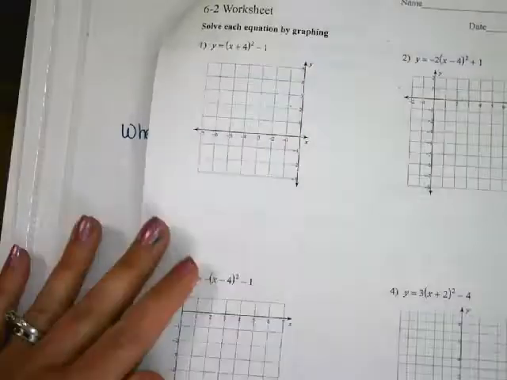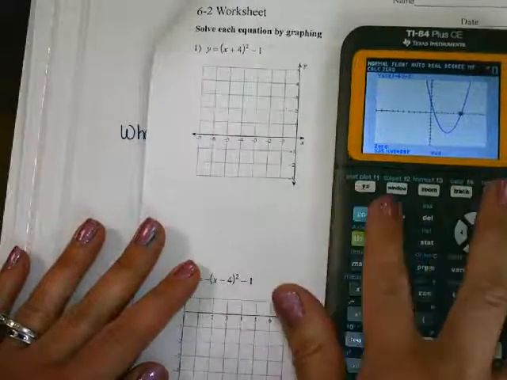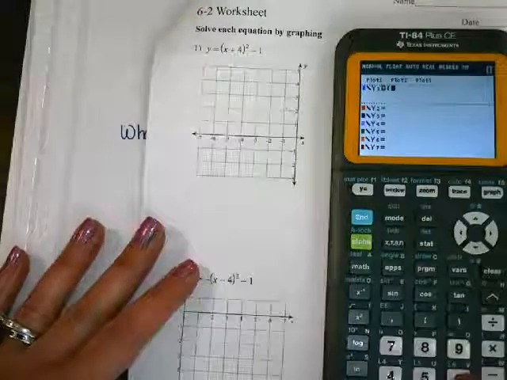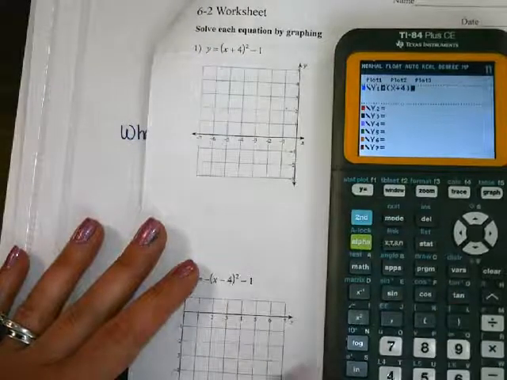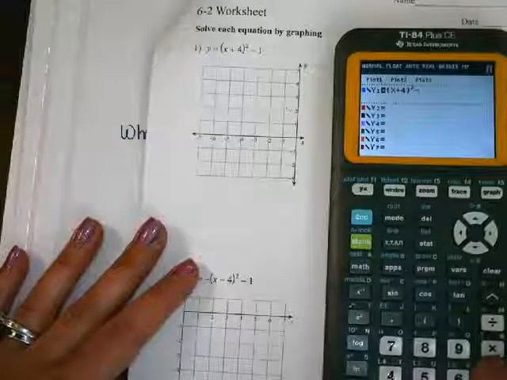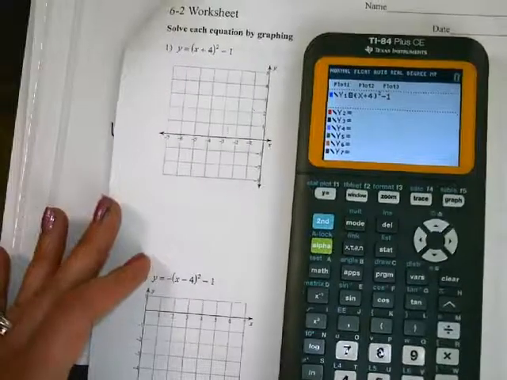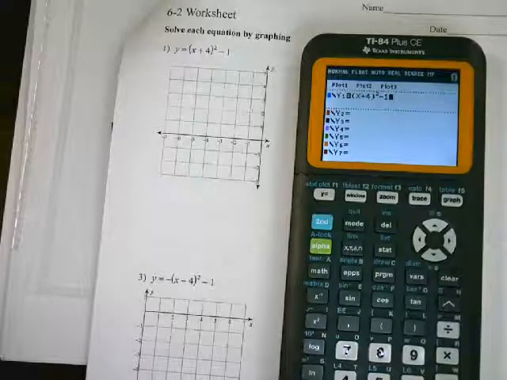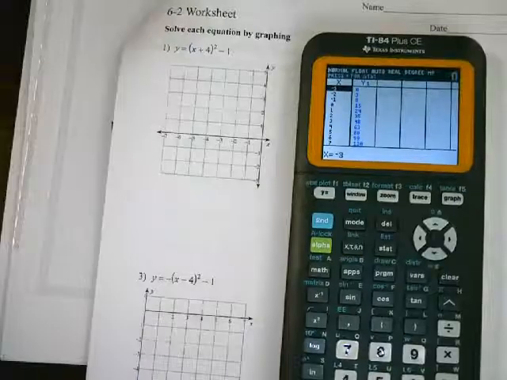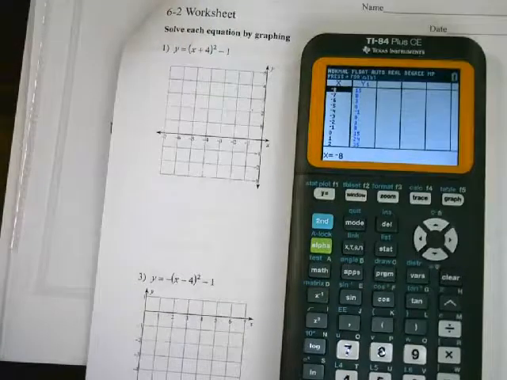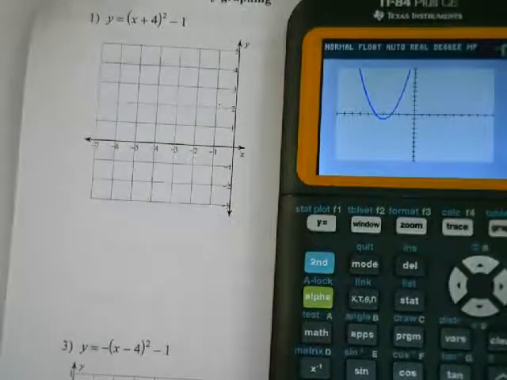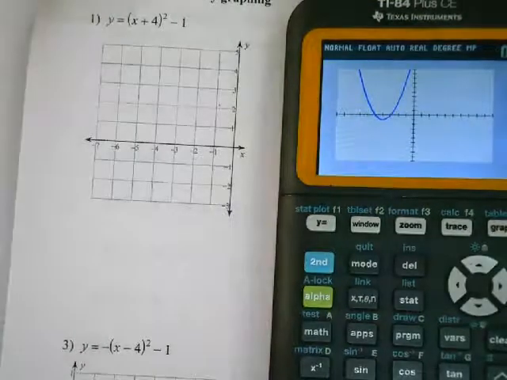So let's do number 1. You just have to use your parentheses. So you're just going to do x, parentheses x, plus 4, close your parentheses, square it, minus 1. Now you're using your calculator, so you should be able to accurately put your graph from your calculator onto your paper. So he should look like that.